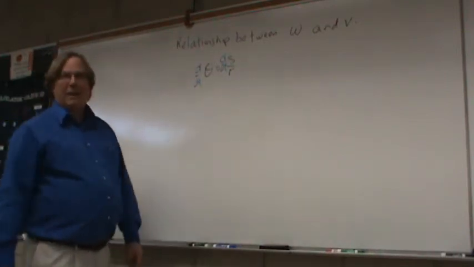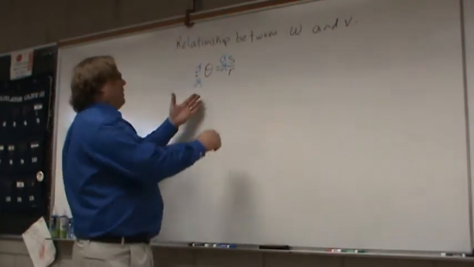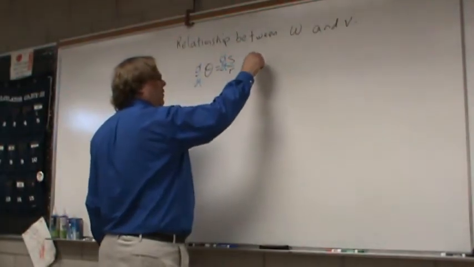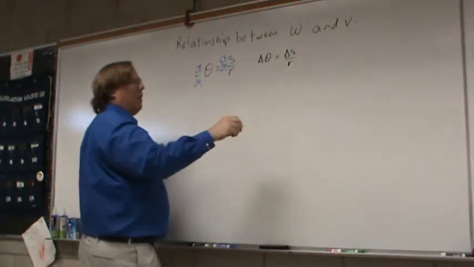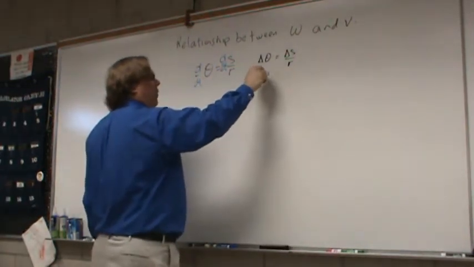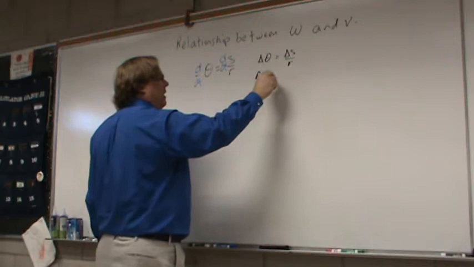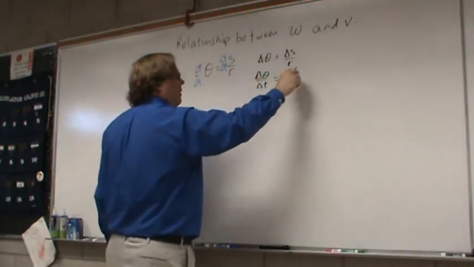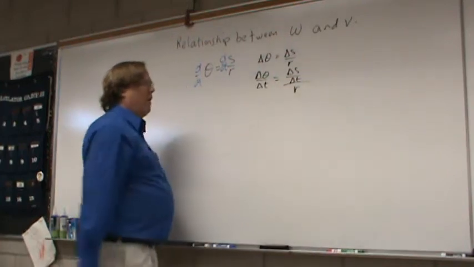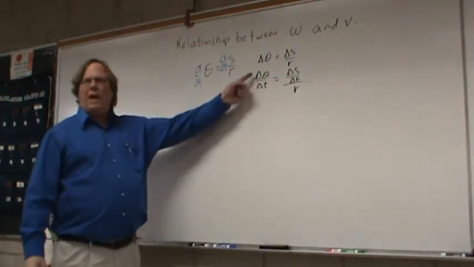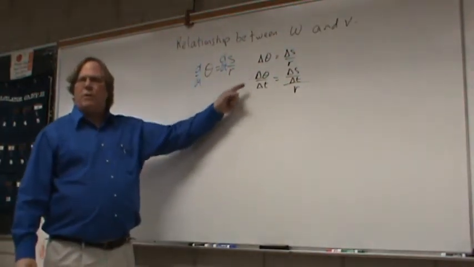Okay, let's say you're not in calculus. Then it turns out since theta equals s over r, I can say delta theta equals delta s over r, and then I can divide both of them by delta t, so I get delta theta over delta t equals delta s over delta t over r. Well, what is the change in angular displacement over time?